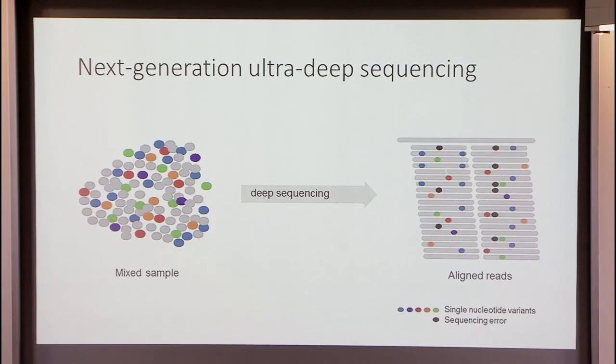So again, after mapping or aligning, the reads look like this. And indicated here are the SNVs that occurred on these; the blue cells have these two SNVs and so on. And on top of that, you have sequencing errors. No matter what technology you use, there will always be sequencing errors, and they are indicated in black here.